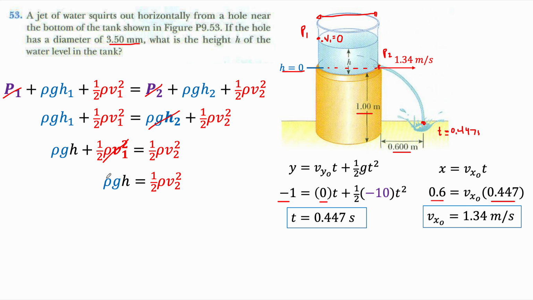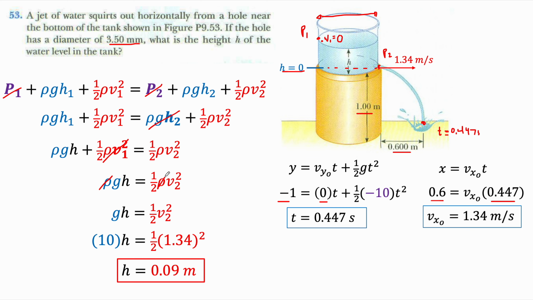The density of the water occurs on both sides of the equation, so I can actually divide both sides by that, giving us just this. And at this point, I'm ready to plug in my numbers. We're trying to find h. We know the final velocity is 1.34 meters per second. Plugging in gravity is 10. We can solve it and discover that the height of the water needs to be 0.09 meters or 9 centimeters. I hope that makes sense. Good luck.